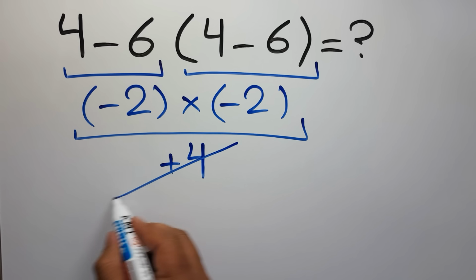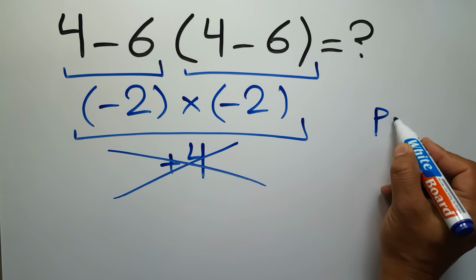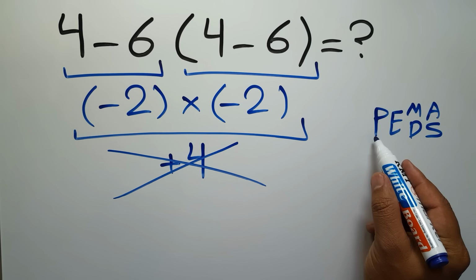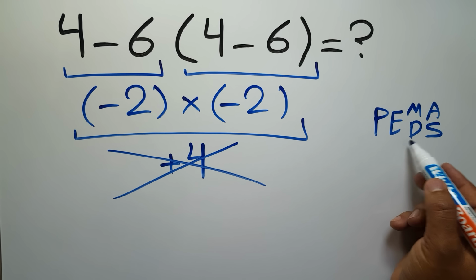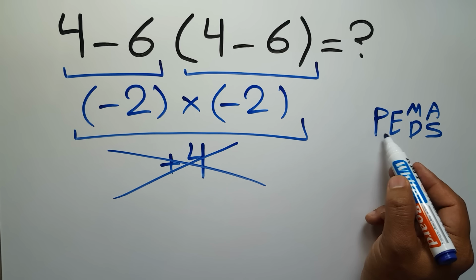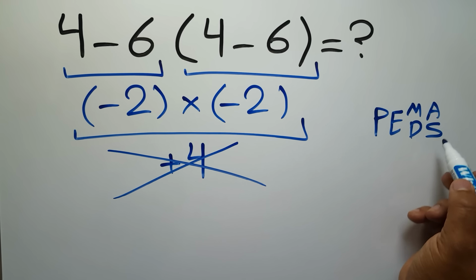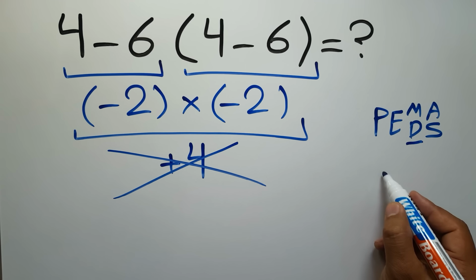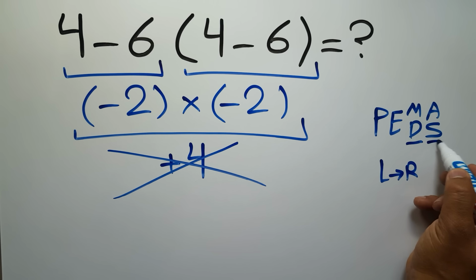But this answer is not correct because according to the order of operations, which is PEMDAS, P stands for parentheses, E stands for exponent, M and D stand for multiplication and division, and A and S stand for addition and subtraction. First we have to do parentheses, then exponents, then multiplication or division, and finally addition or subtraction. Remember that multiplication and division have equal priority and we have to work from left to right. And the same applies to addition and subtraction.